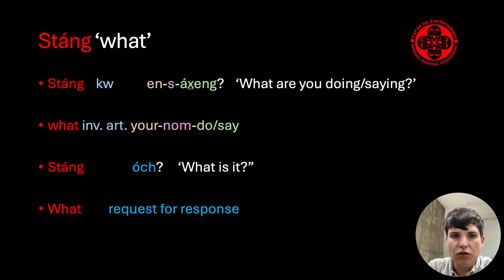Again, this breaks down to what, then the invisible article, your, un. There's an S nominalizer, in purple, that attaches to the verb to say or to do, which is echang. And so steng kon echang is like what, the, your, say or do. This is a super helpful phrase to learn to use in conversation.